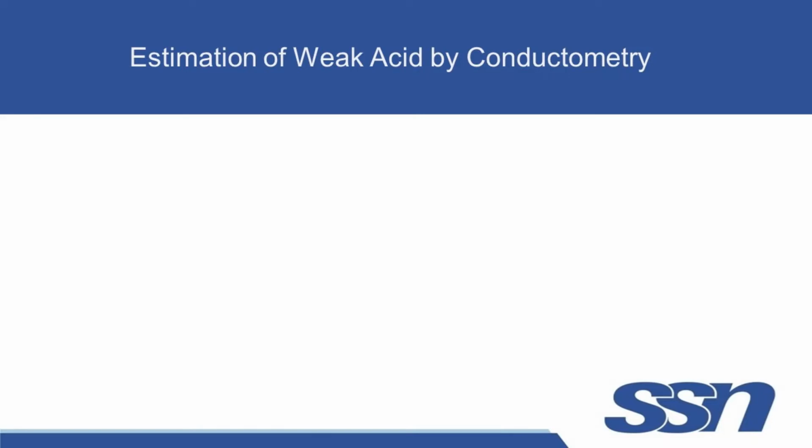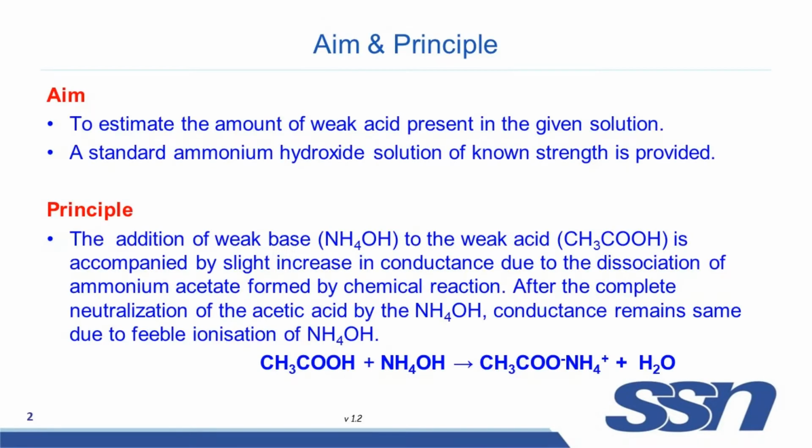Today's experiment is estimation of weak acid by conductometry. To estimate the amount of weak acid present in the given solution, a standard ammonium hydroxide solution of known strength is provided. The addition of weak base to the weak acid is accompanied by slight increase in conductance due to the dissociation of ammonium acetate formed by chemical reaction.